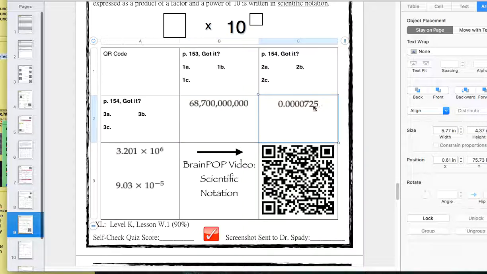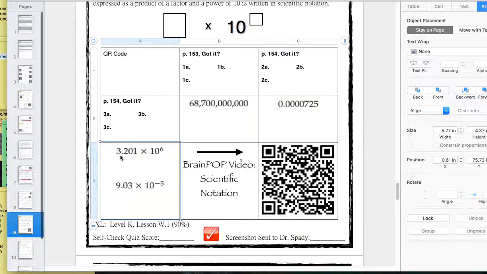On this one right here, placing the decimal between the 7 and the 2 would make a number greater than or equal to 1, but less than 10. So it would be 7.25. And we have 1, 2, 3, 4, 5 decimal places to move it to the left. So it would be 10 to the negative 5th power. 7.25 times 10 to the negative 5th.